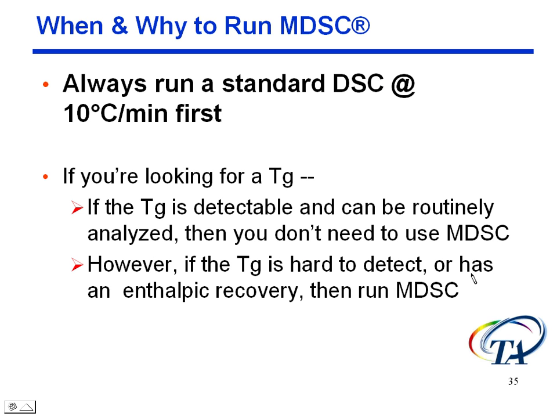Because at 10 degrees a minute, you're going to see that faster than what you're going to see in a typical modulated experiment. However, if the glass transition is hard to detect, maybe it's really broad or very small, there's an enthalpic recovery or something else going on at the same time, then modulated DSC will make that a lot easier to find, give you more sensitivity to it, plus to separate out those other transitions.